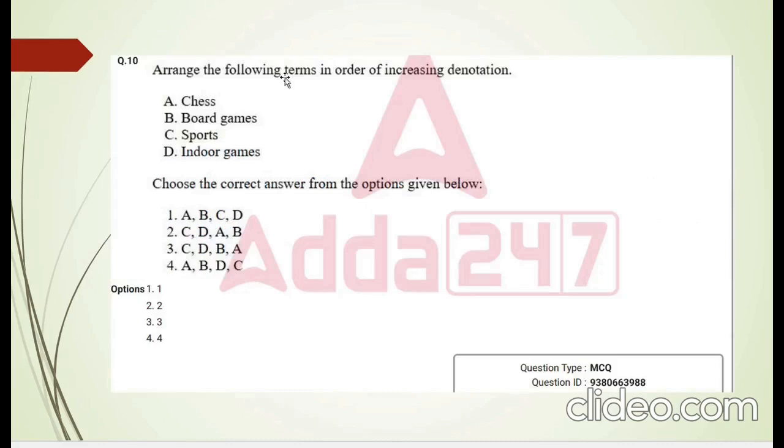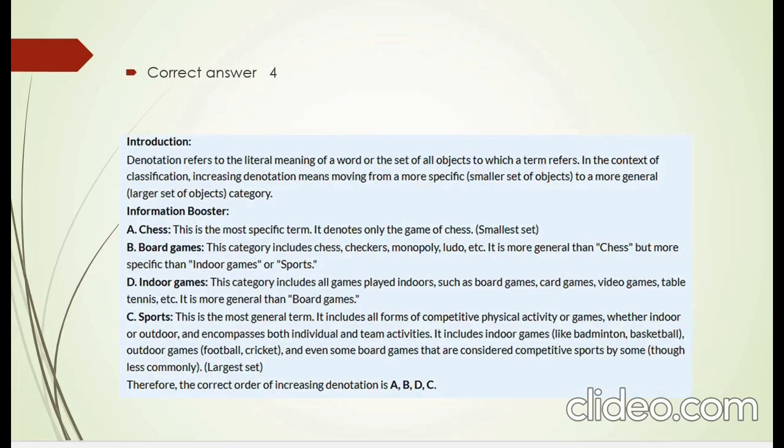Next question. Arrange the following terms in the order of increasing denotation: chess, board games, sports, indoor games. You are given options in this form: A B C D, C D A B, C D B A, A B C D. So what is increasing denotation? Denotation is literally the meaning of the words. Increasing denotation means moving from a specific smaller set of objects to a larger category. Chess is the most specific term here, the smallest set.